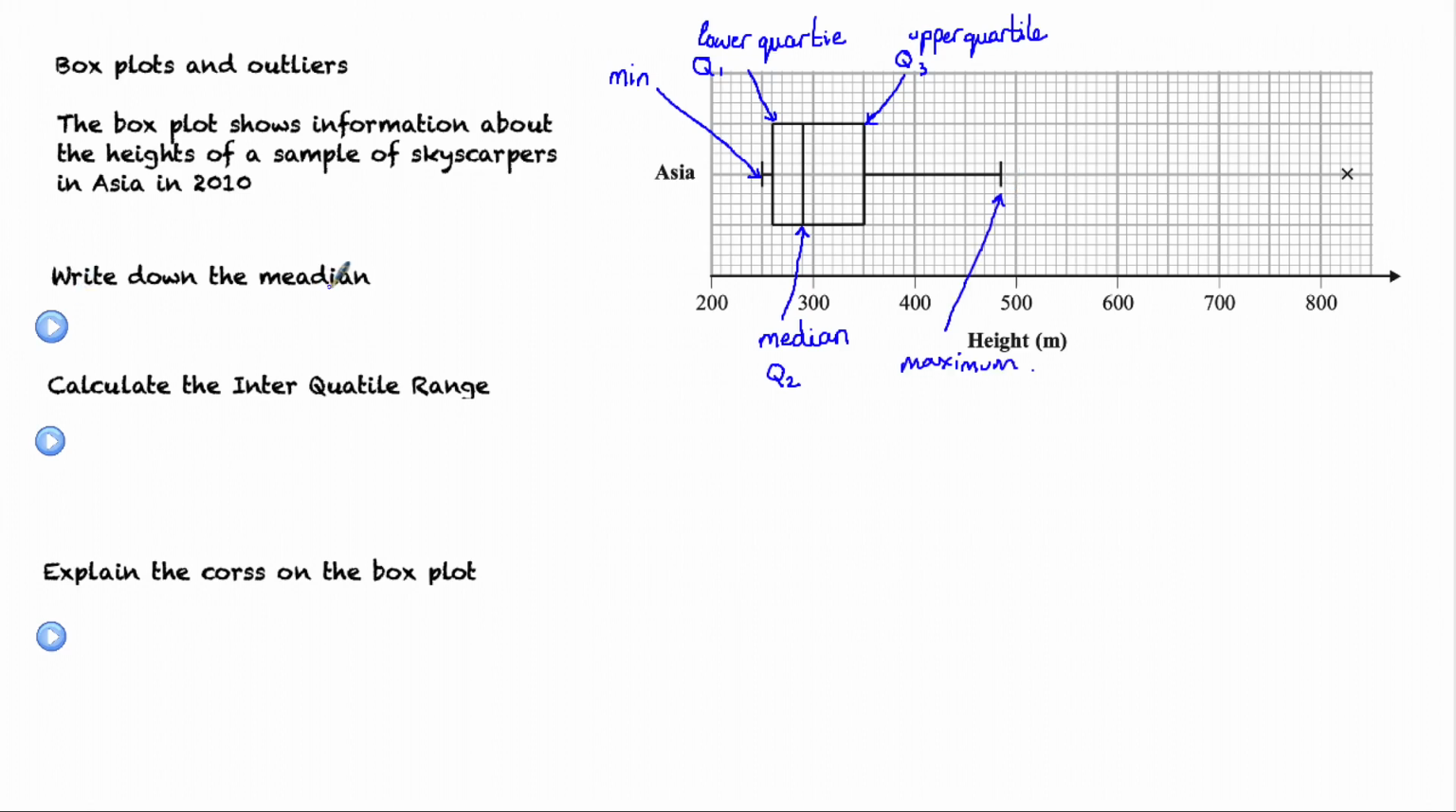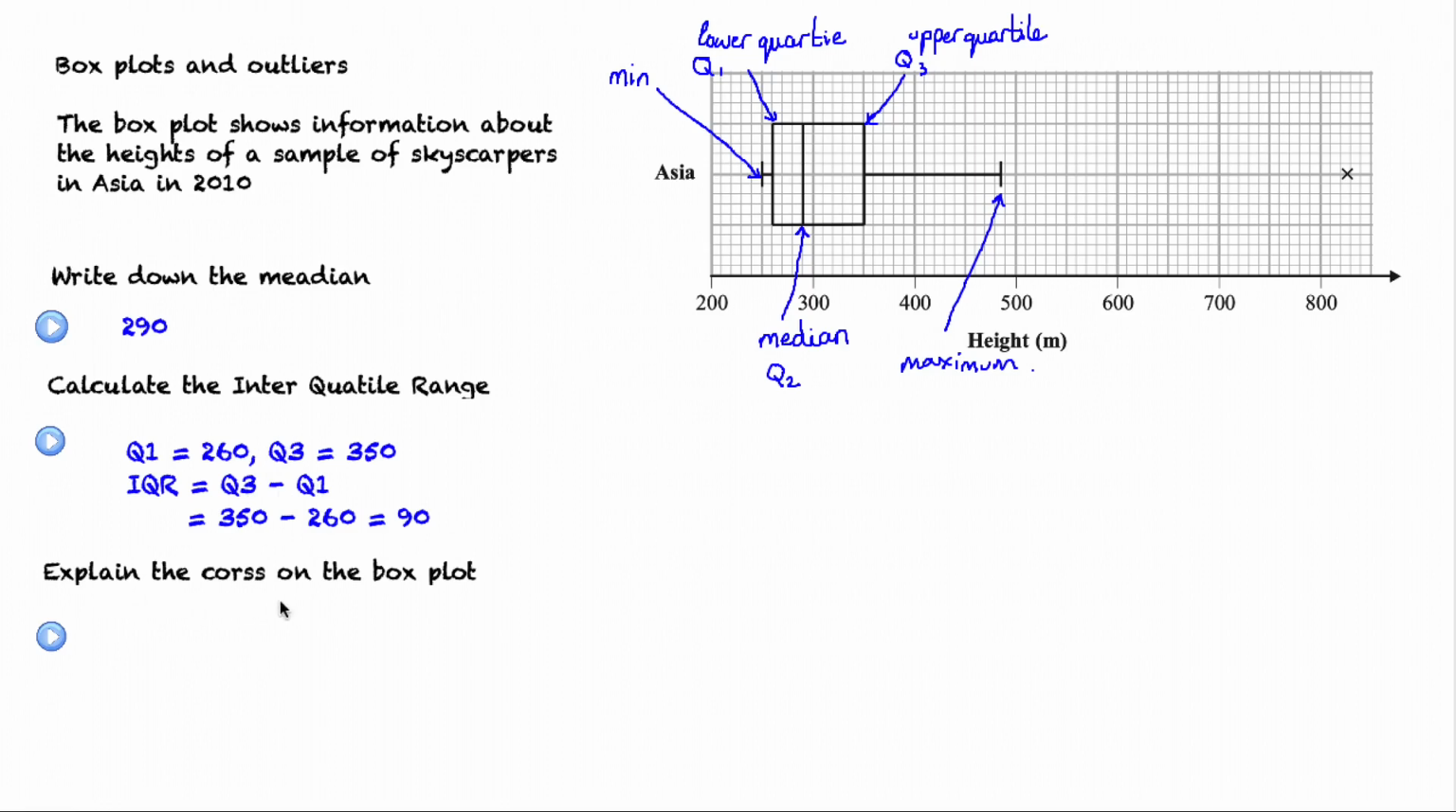So we're asked to write down the median. We simply read this middle line on the scale, and I see that it's 290. We're asked to calculate the interquartile range. That's the distance between Q1 and Q3, so it's calculated by doing Q3 minus Q1. I've read Q1 as 260, Q3 as 350. I find the difference between them, and the interquartile range is 90.